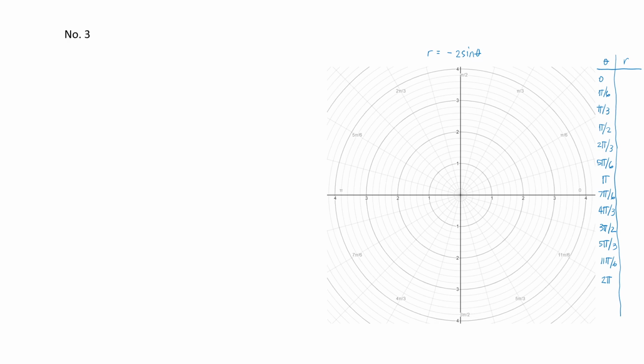The first value is 0, 0, -1, -1.732, -2, then -1.732 again, -1, 0, then back to 1, 1.732, 2, 1.732, 1, and 0. Okay, so thank you for that one, Zeldrick.